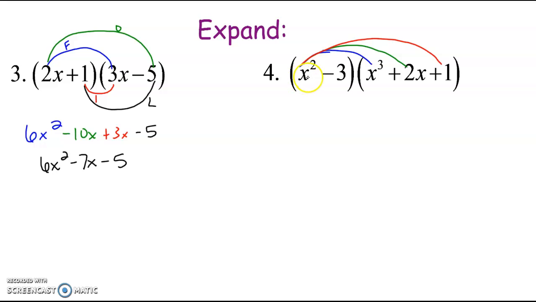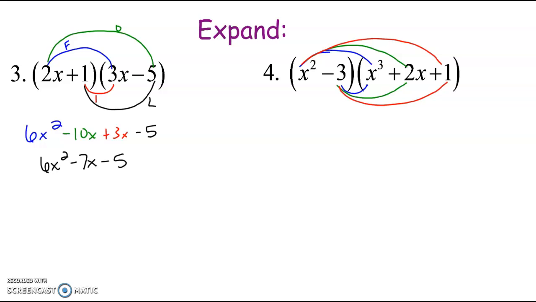So it's like you're taking x squared times everything, and then we're going to go through and take -3 times everything. -3 times x cubed, -3 times 2, and -3 times 1. Don't forget the negative on that 3.